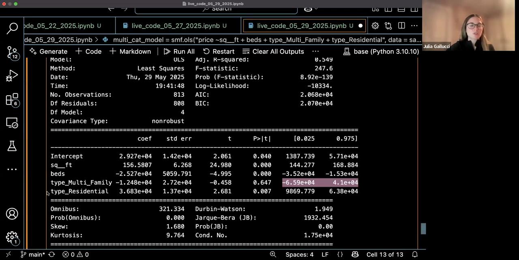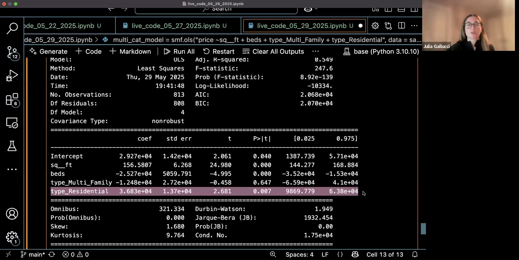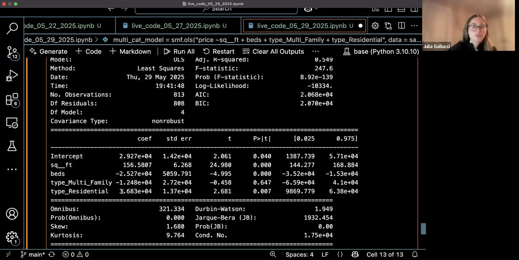We also have the residential type homes. So this is the second row here. The coefficient is, I believe, $36,000 roughly. And this means that residential properties are expected to be on average $36,000 more expensive than condos, holding these other variables like square footage and number of bedrooms constant. And then we also have the standard error, which is roughly $13,000, indicating that the true price difference could vary plus or minus $13,000, perhaps a moderate level of uncertainty.